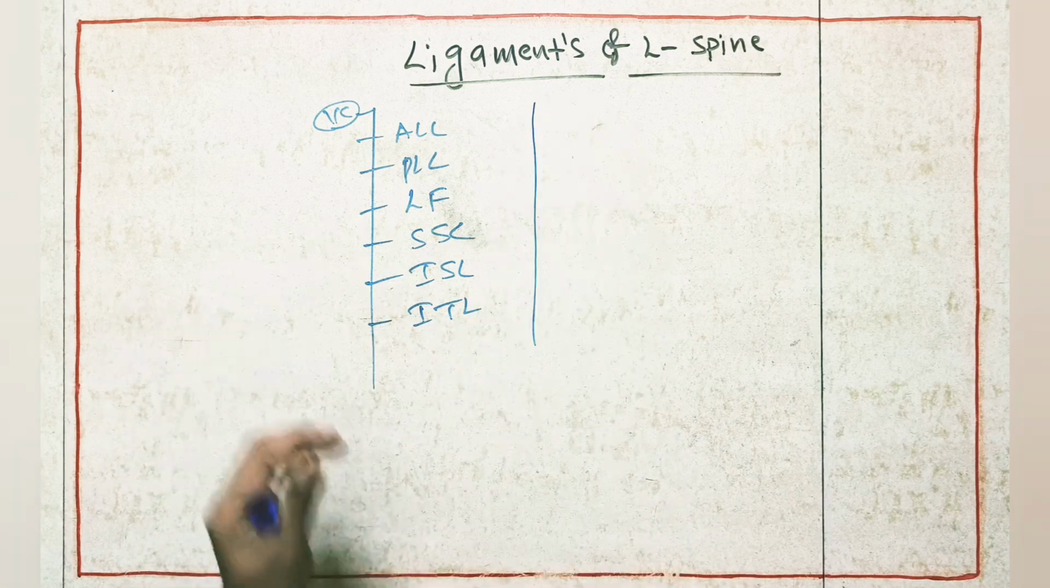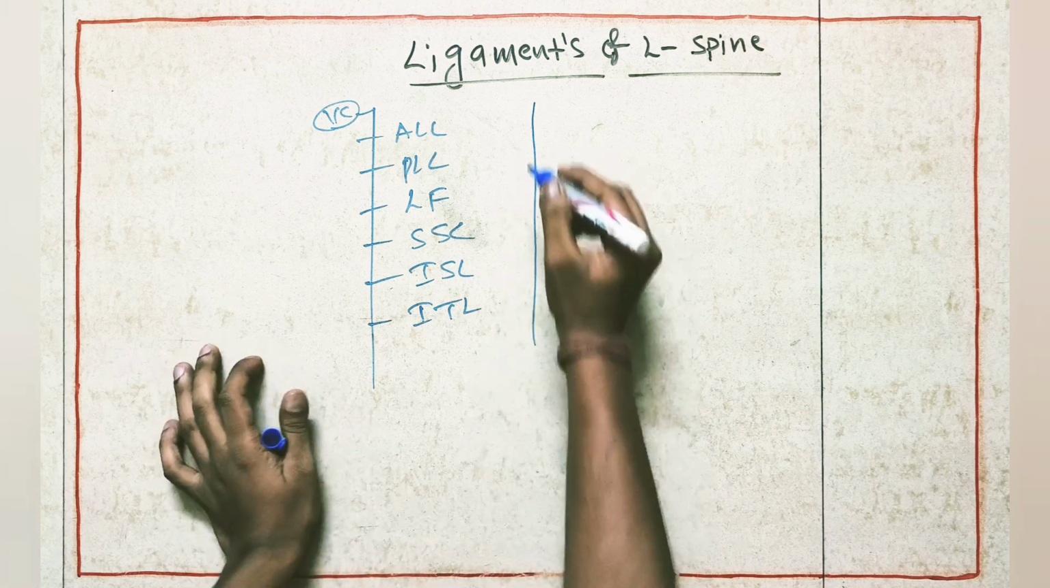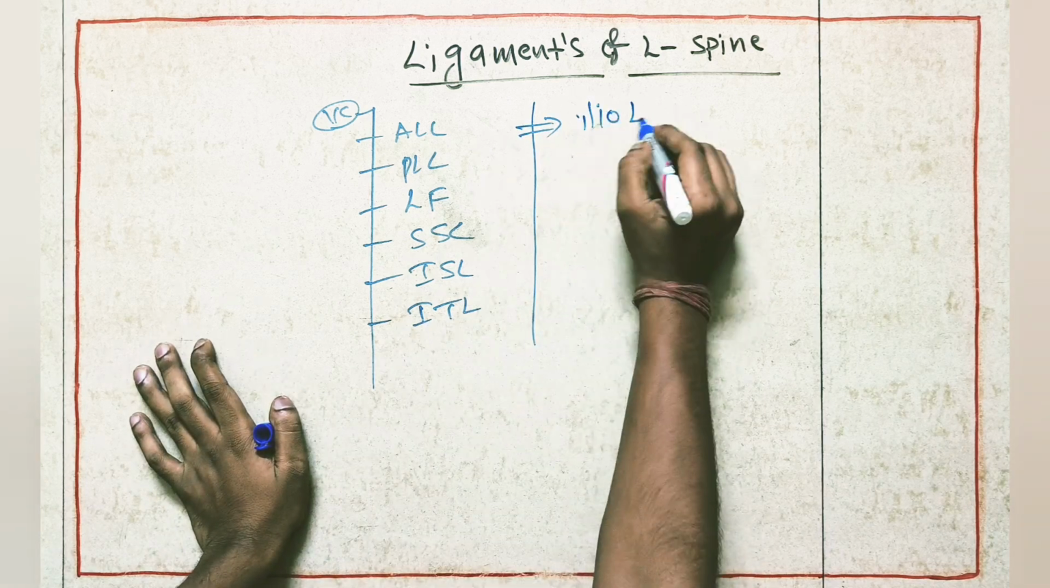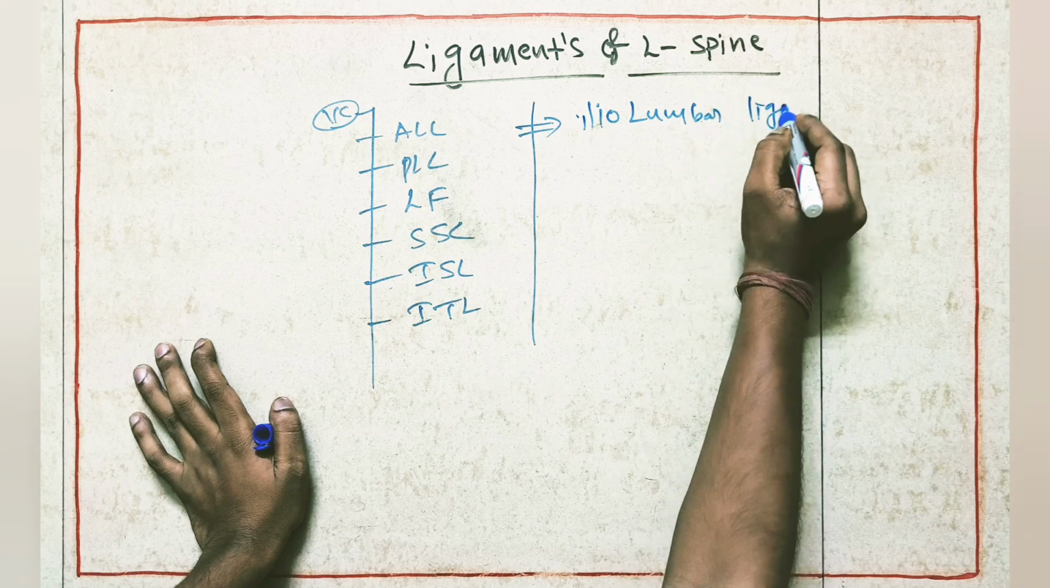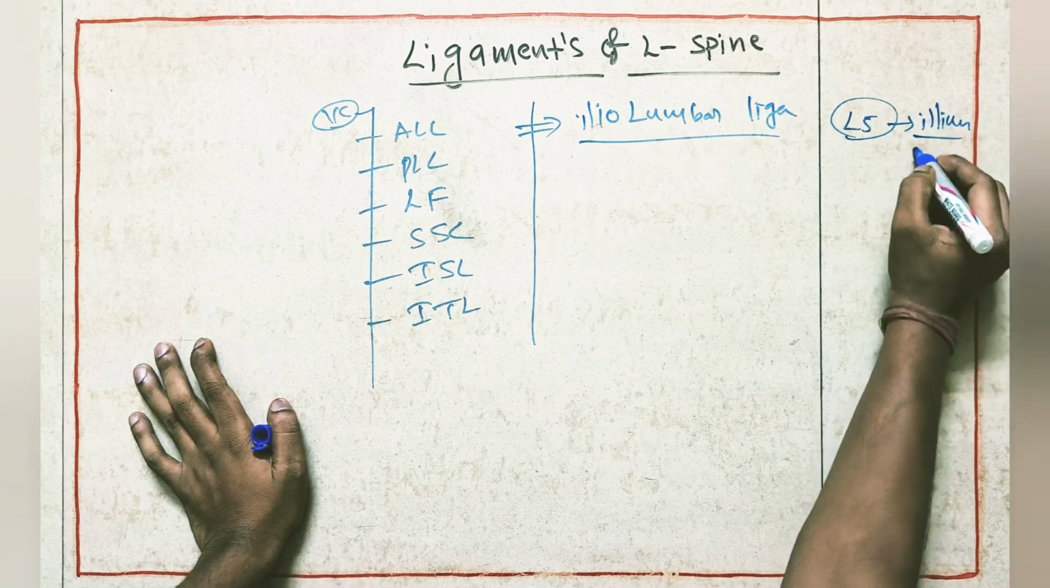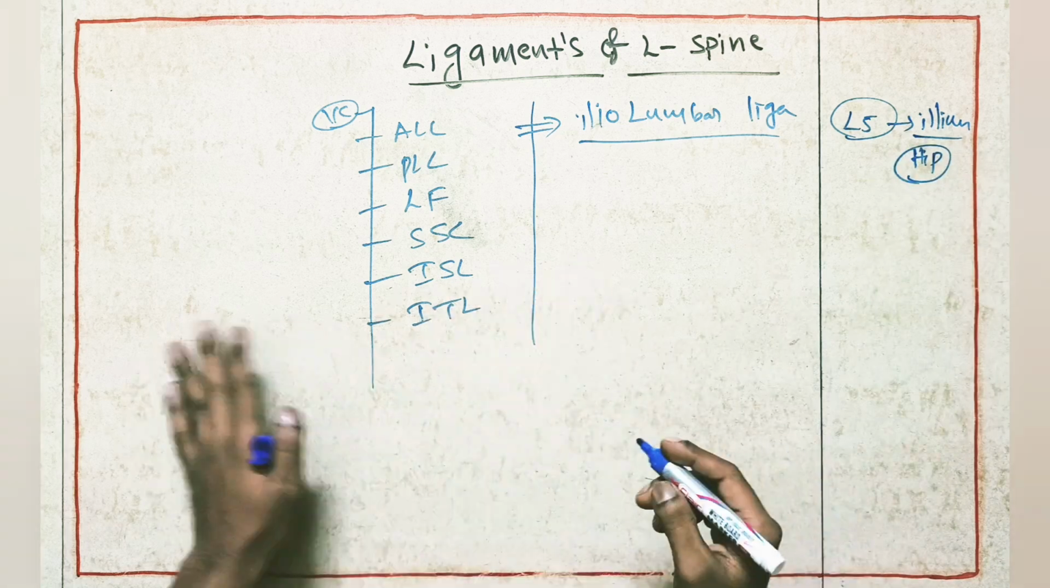Apart from this, here we have two special ligaments. The first one is the iliolumbar ligaments. These are the ligaments present only between the L5 vertebra and the ilium of the hip bone. So these are the iliolumbar ligaments.